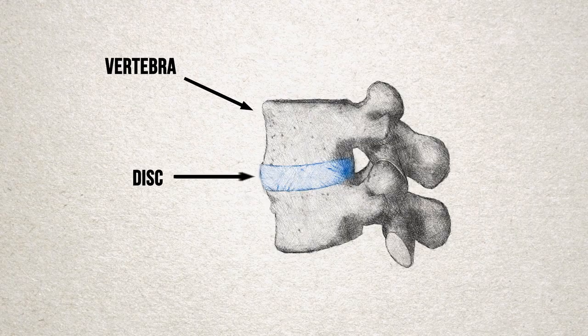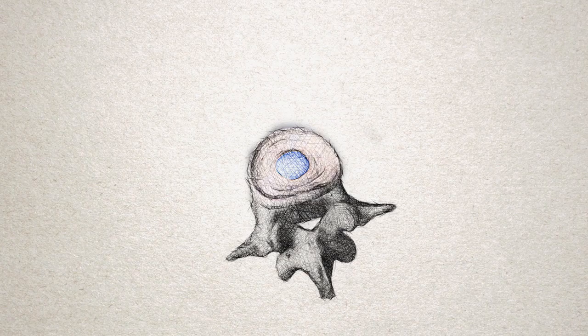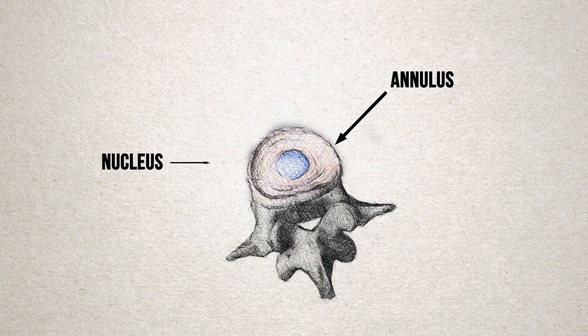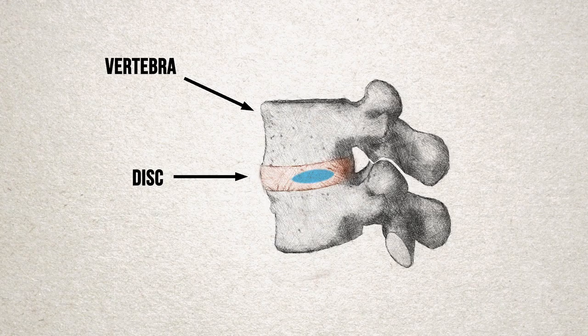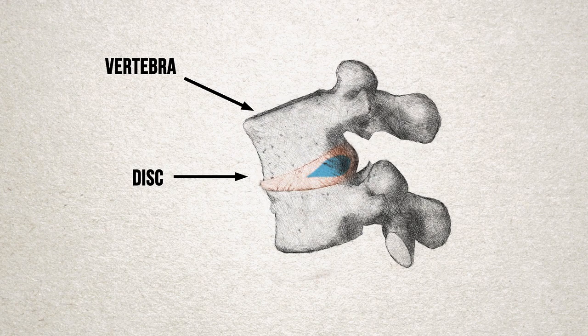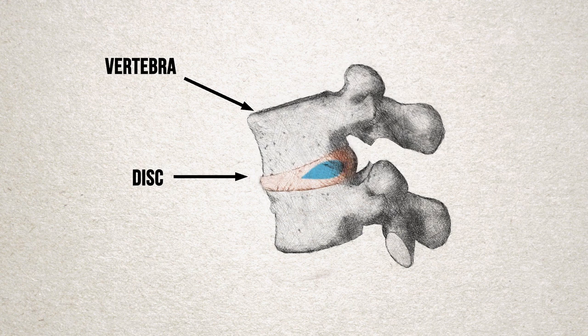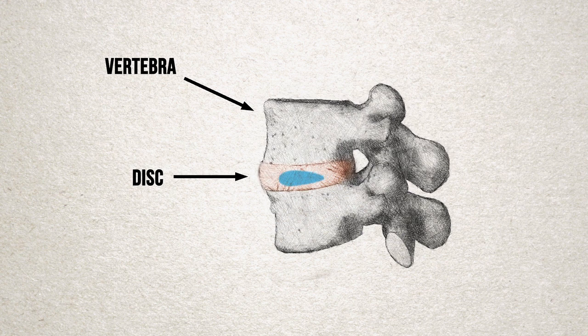Discs are the body's shock absorbers. They are made up of a fibrous outer part called the annulus, which holds in place the jelly center called the nucleus. When flexing the spine, the front of the disc is compressed, pushing the nucleus backwards. Extension helps to balance this pressure by pushing the nucleus forwards.